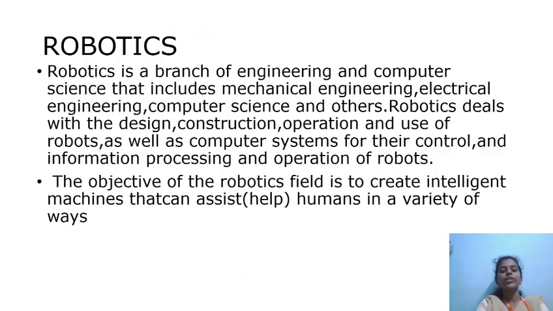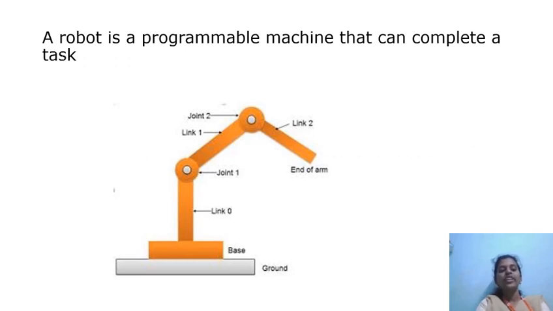First of all, what is robotics? Robotics is a branch of engineering and computer science that includes mechanical engineering, electrical engineering, computer science, and others. Robotics deals with the design, construction, operation, and use of robots, as well as computer systems for their control and information processing and operation of robots. The objective of the robotics field is to create intelligent machines that can assist or help humans in a variety of ways. The main definition of robotics is: a robot is a programmable machine that can complete a task.